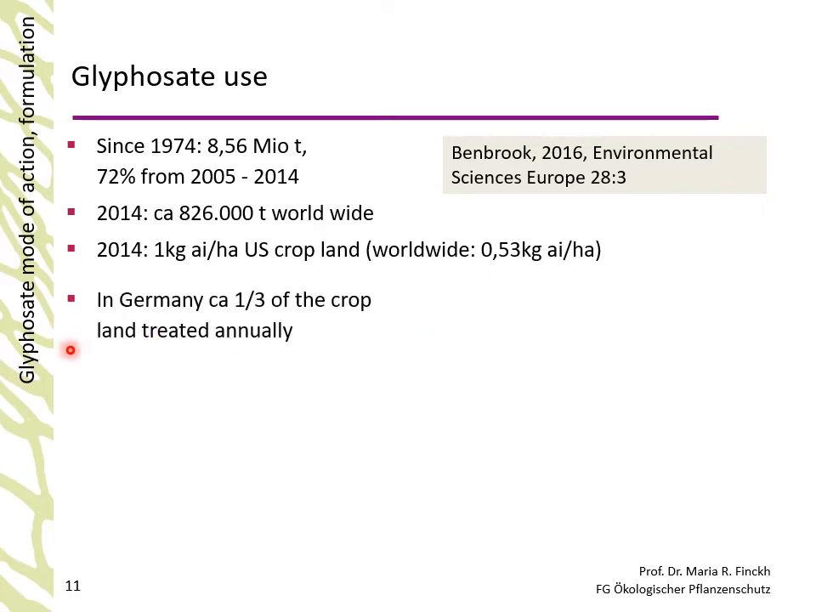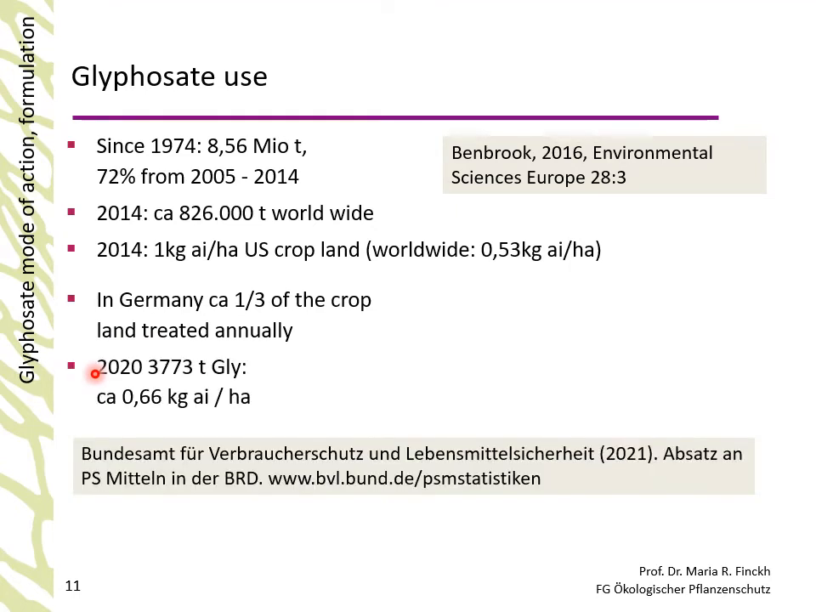In Germany, I could find the data. About 1/3 of the cropland is treated every year. And in 2020, we used about, on this cropland, 0.66 kilo active ingredient per hectare. So if it's 1/3, we used quite a bit more.